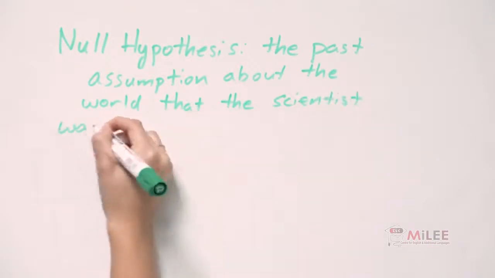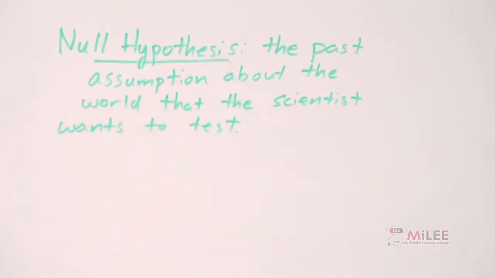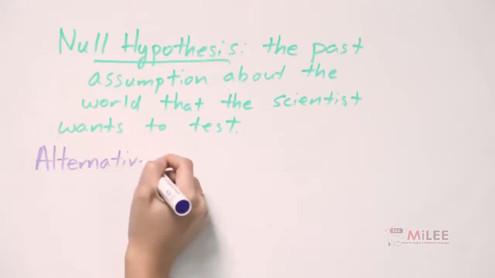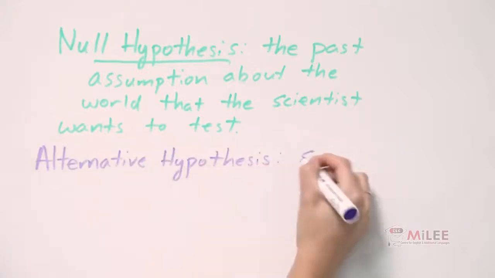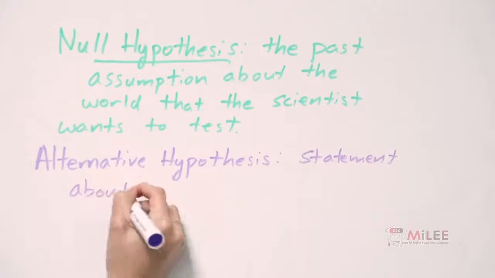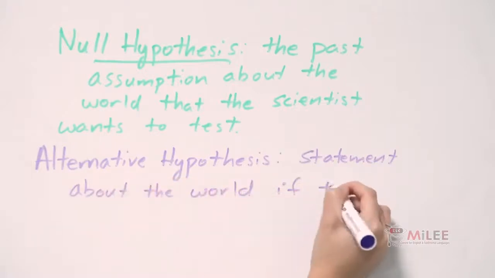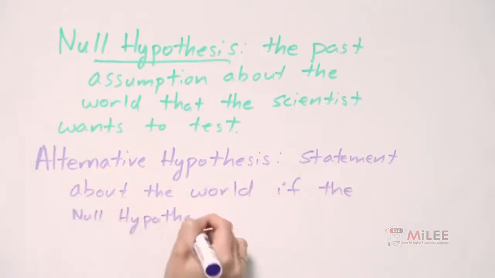The alternative hypothesis is a statement about the world if the null hypothesis is found to be incorrect or not supported by the experiment. The alternative hypothesis, for our example, is that Lingnan students aren't getting enough sleep.